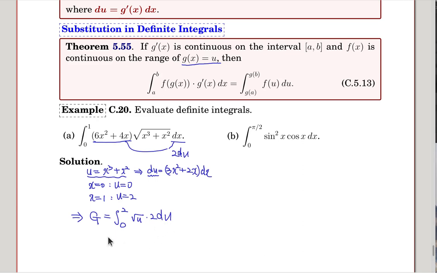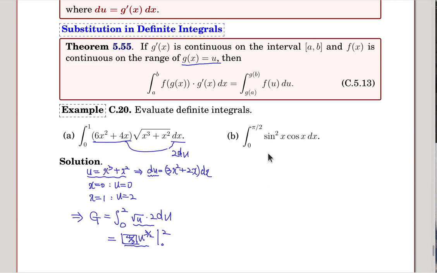Okay, so here the antiderivative must be u to the 3/2 with some coefficient, right? If we put in a coefficient, for example 4/3, then after differentiation the 3/2 comes out and the multiplication makes 2. So this is an antiderivative of this one. Now we evaluate from 0 to 2, and then that's the final answer.